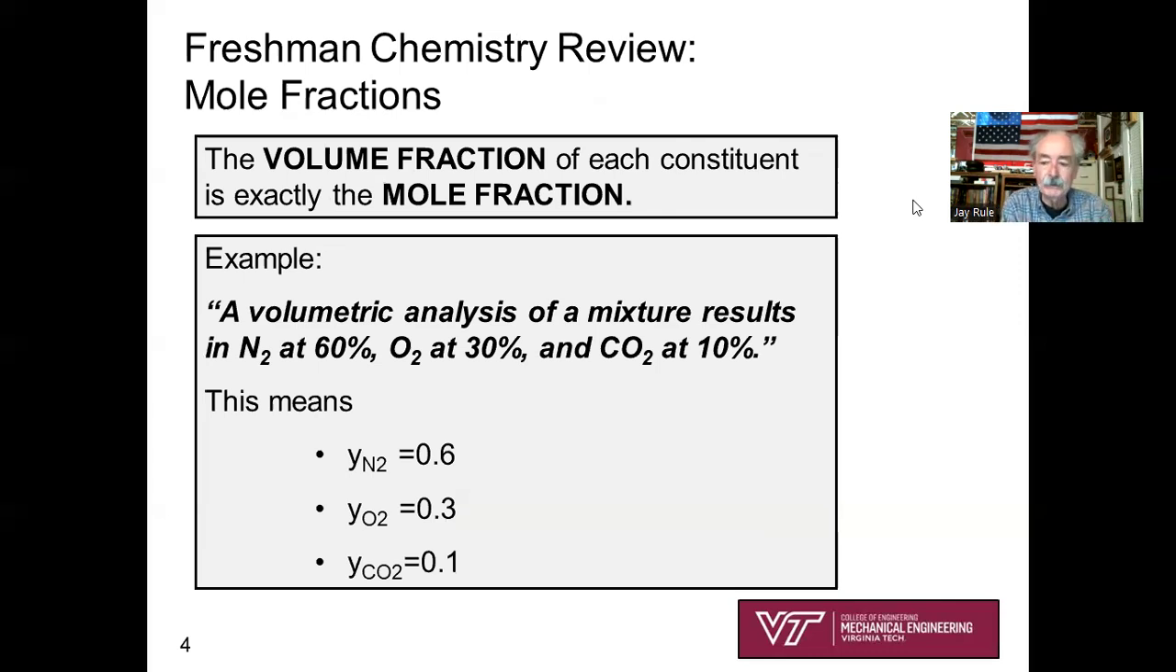In an example of a problem, a volumetric analysis, some commercial analytical service provided you a volumetric analysis of, let's say, some type of gas. It says the volumetric analysis is nitrogen 60%, oxygen 30%, and CO2 10%. A volumetric analysis is the same as the mole fraction. So what's given in this problem would be y, the mole fraction: y of N2 is 0.6, y of O2 is 0.3, and y of CO2 is 0.1. You add them all up and you see that they equal 1.0. Simple as that.